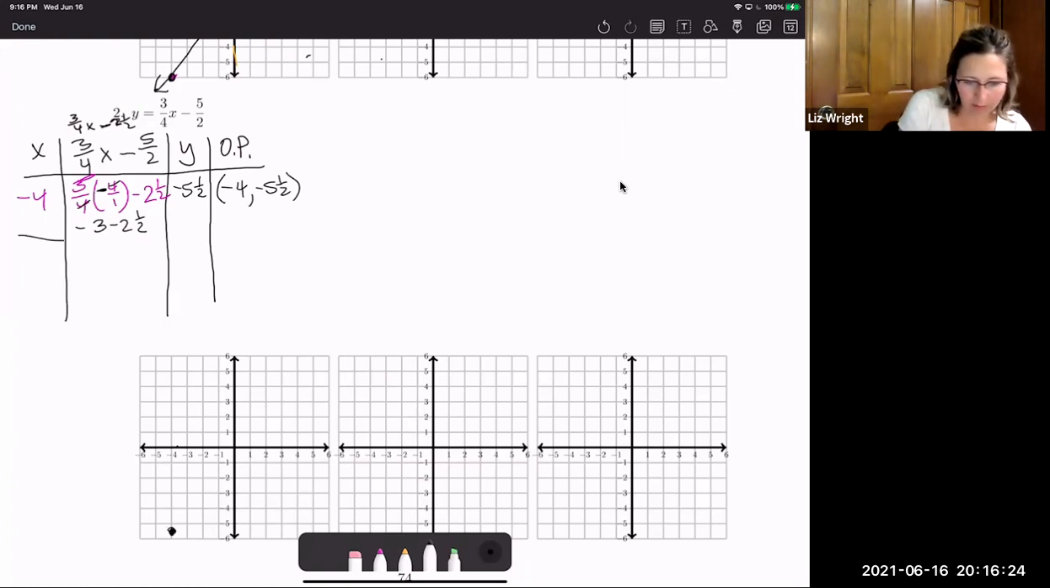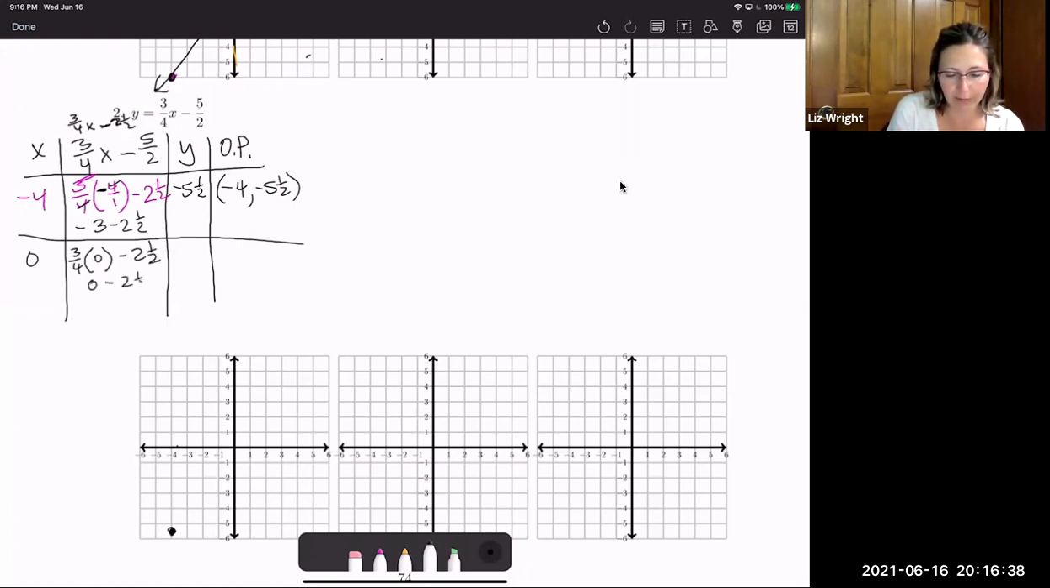Now I'm going to plug in a 0. So 3/4 times 0 minus 2 1/2. 3/4 times 0 is going to give me 0. Minus 2 1/2 is going to give me -2 1/2. So my ordered pair is going to be 0, -2 1/2. So put that there, 0, -2 1/2. And then I'm going to pick a +4.